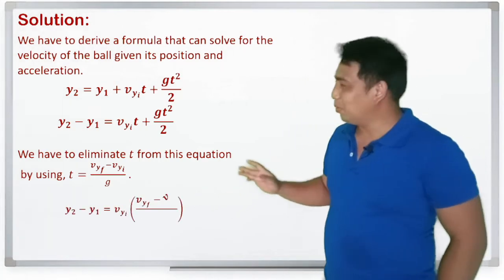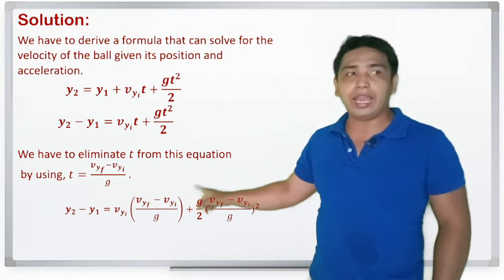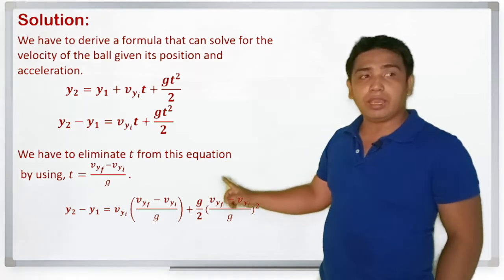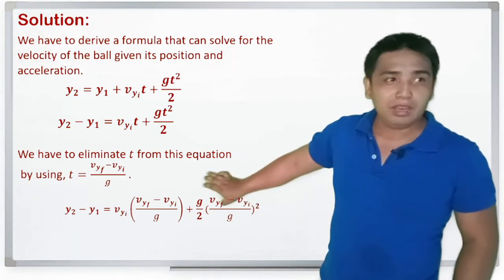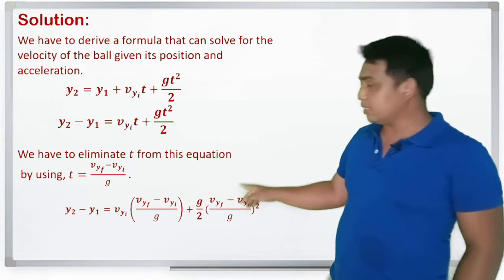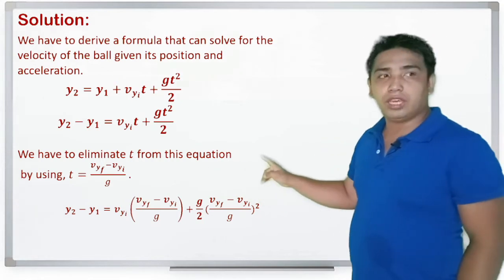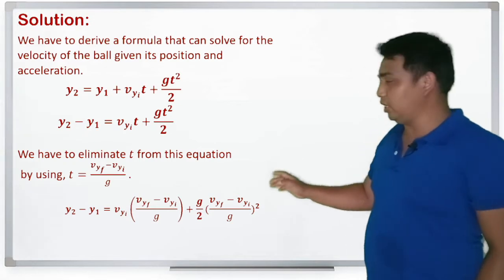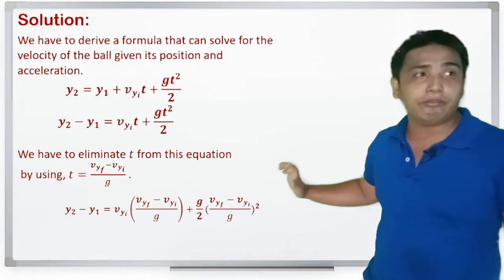So you will see that this is y sub 2 minus y sub 1 is equivalent to vyi times the quantity of vfy minus vyi over g, because this term is equivalent to the time, as we have mentioned, and then plus g over 2 times this quantity, which is vyf minus vyi all over g, and then we raise that to the power of 2. Alright, so we are going to simplify this one.